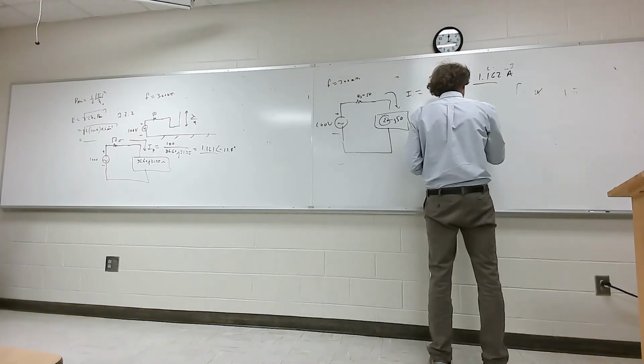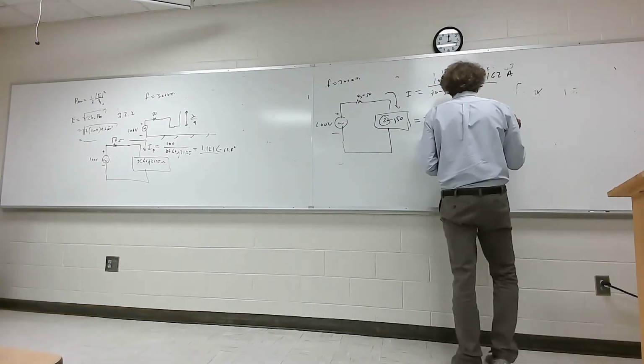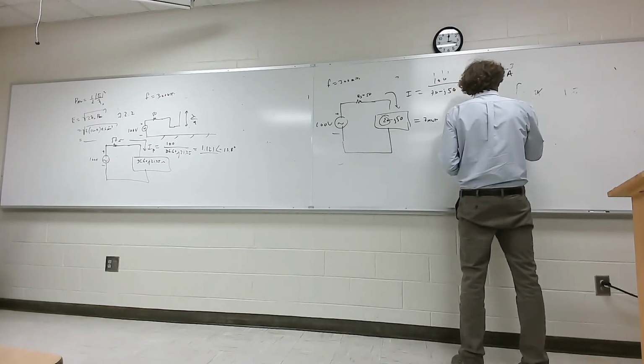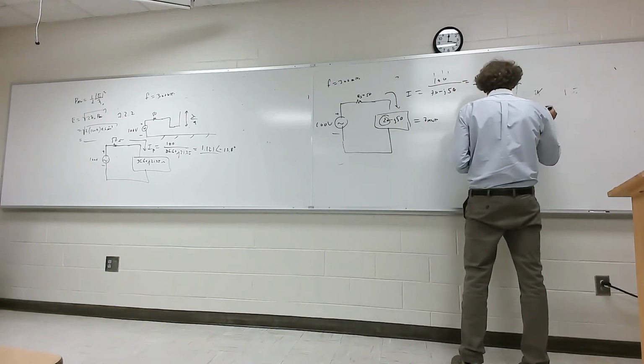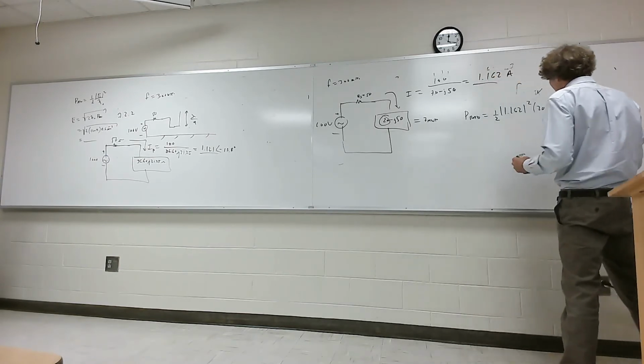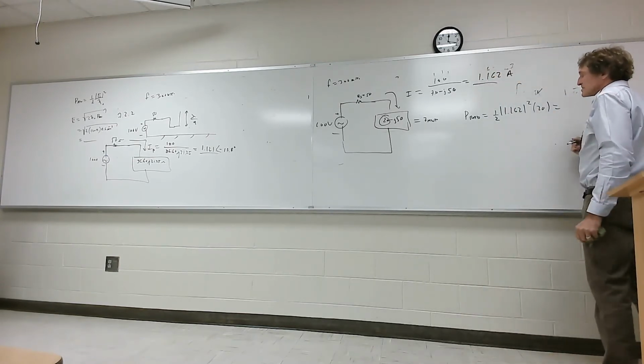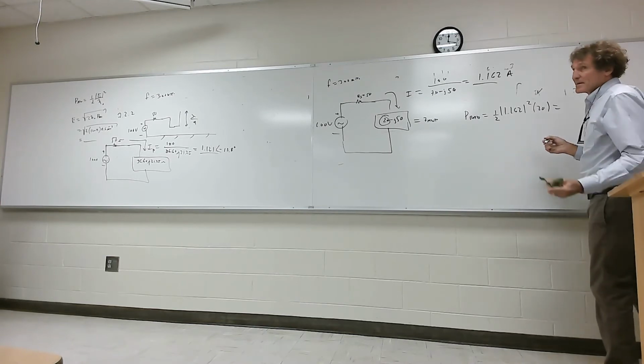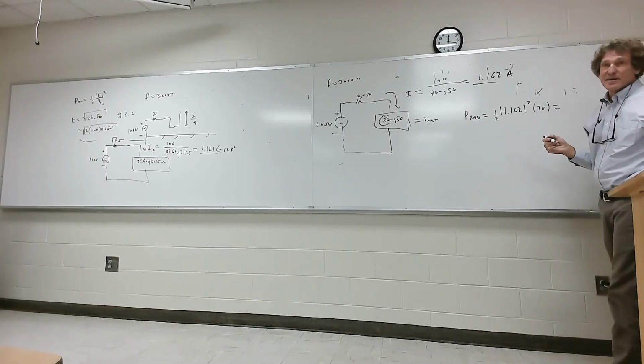We'll make sure this is right. It's going to be 1/2 magnitude of 1.162 squared times the radiation resistance, which is 20. So it's really 10 times 1.162 squared. Anybody?